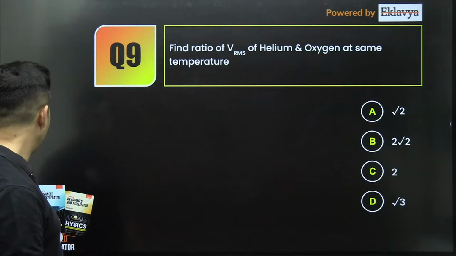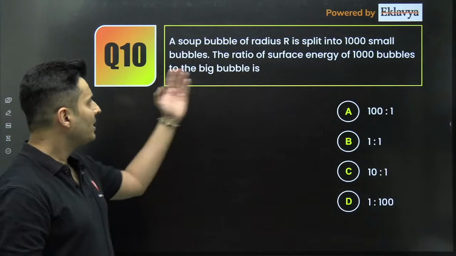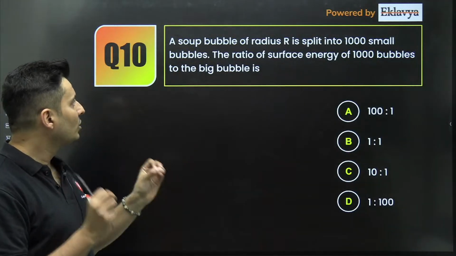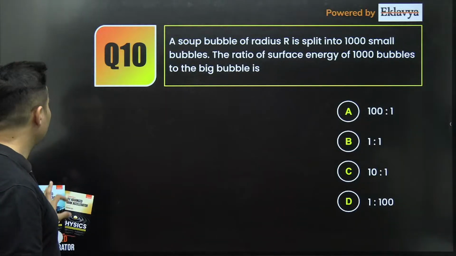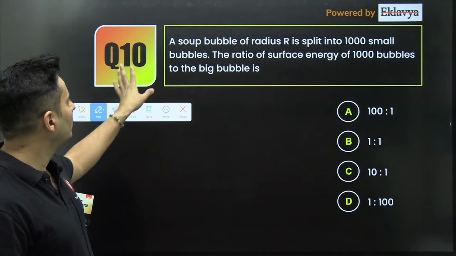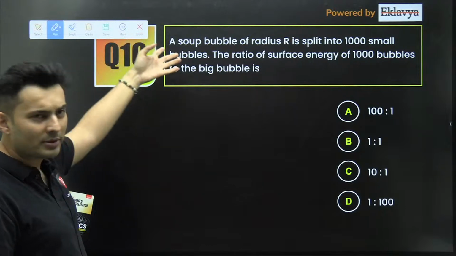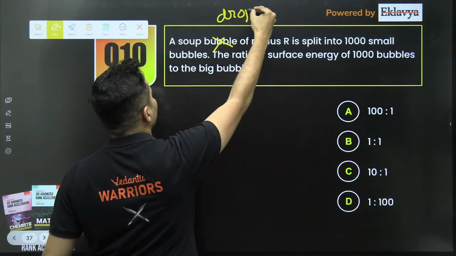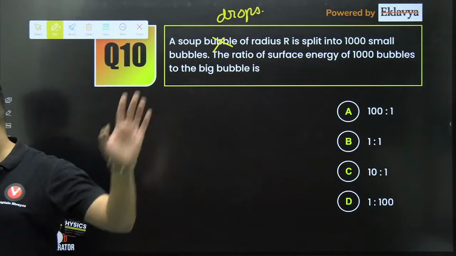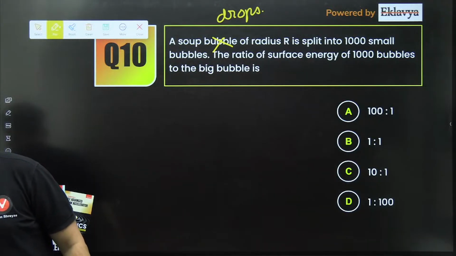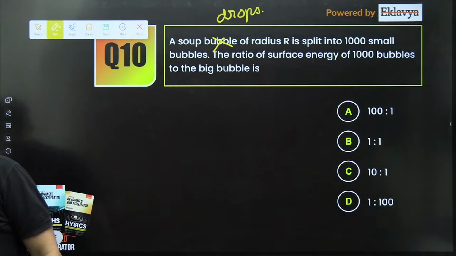Moving on to the next question. A soap bubble of radius R is split into 1000 bubbles. The ratio of the energy of 1000 bubbles to the big bubble is how much? I think it should be drops, most likely, not bubbles. Maybe it was misread. So I'm just making it into drops. If it is drops, then it will make sense, or else if it is bubbles, then how do you exactly divide it? Because the thickness may not be the same, right?